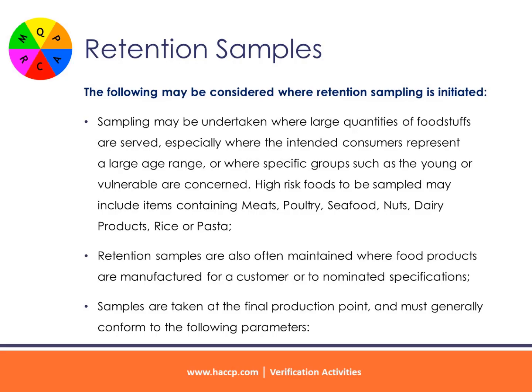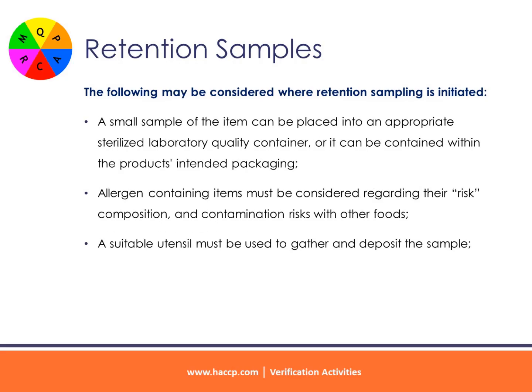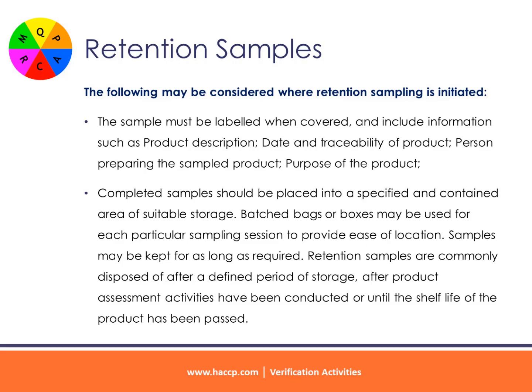Samples are taken at the final production point, and must generally conform to the following parameters. A small sample of the item can be placed into an appropriate sterilized laboratory quality container, or it can be contained within the product's intended packaging. Allergen-containing items must be considered regarding their risk composition, and contamination risks with other foods. A suitable utensil must be used to gather and deposit the sample. The sample must be labeled when covered, and include information such as product description, date and traceability of product, person preparing the sampled product, purpose of the product.